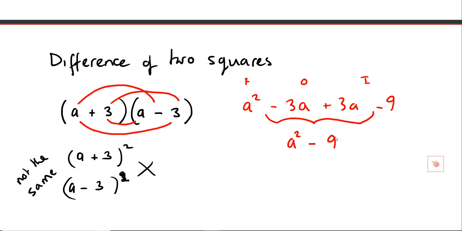So how is that a different one? Yeah, that central term, the a term, isn't there. The positive 3a and negative 3a cancelled each other out. So how many terms in this one? 2. How many terms in the other ones that we've done? 3. Any ideas why it's called the difference of two squares?